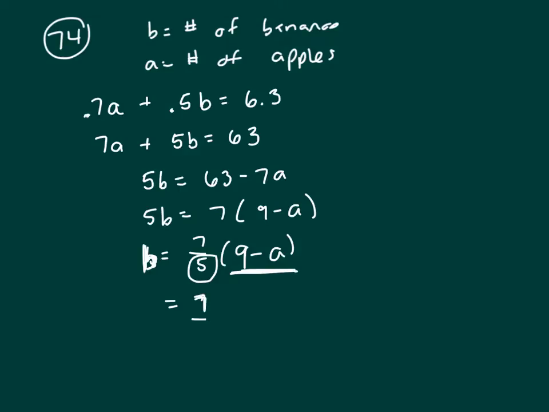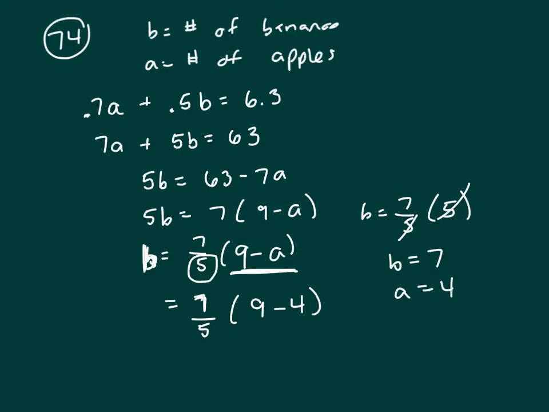Watch this. If I have 7/5, and what if I let A be 4? You see how that would be B equals 7/5, and then 9 minus 4 is 5, and those 5s cancel, and you're left with B equals 7, and we let A equal 4. So they bought a total of 11 pieces of fruit, and that's what we're trying to find.